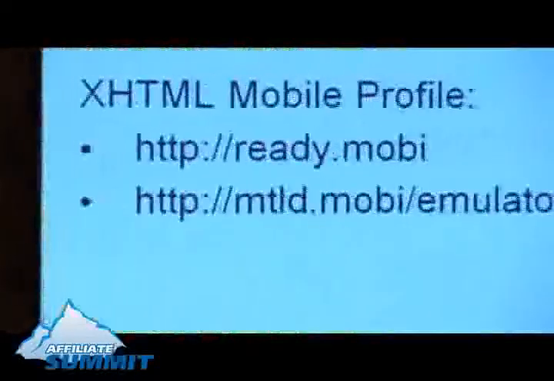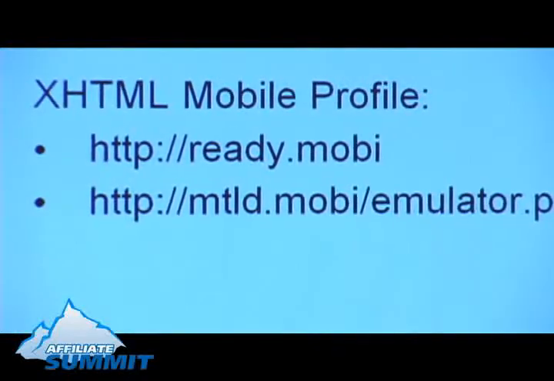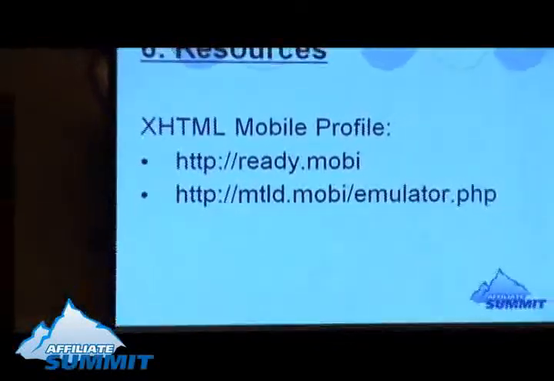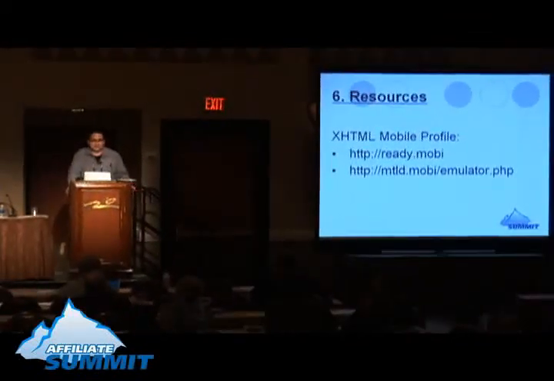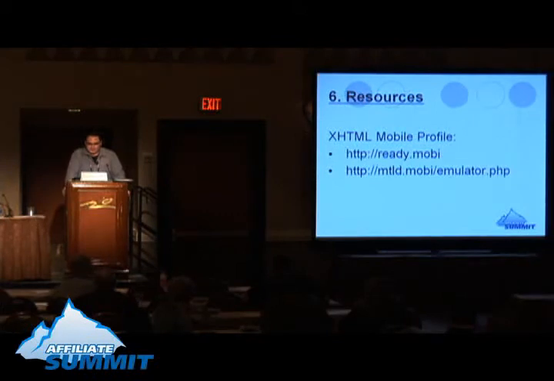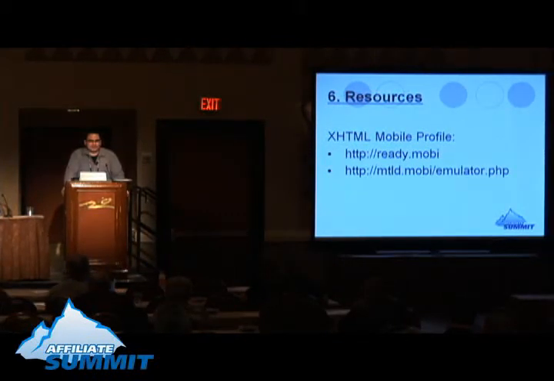Okay, let me give you some links, if you want to develop mobile sites. Ready.mobi is a site that lets you check the actual markup language. It shows you errors and stuff. And the .mobi emulator actually shows you your site on a phone. It's basically an emulator. When you test and build your site, you just go to this site and enter your URL, and you can see it on a variety of phones.